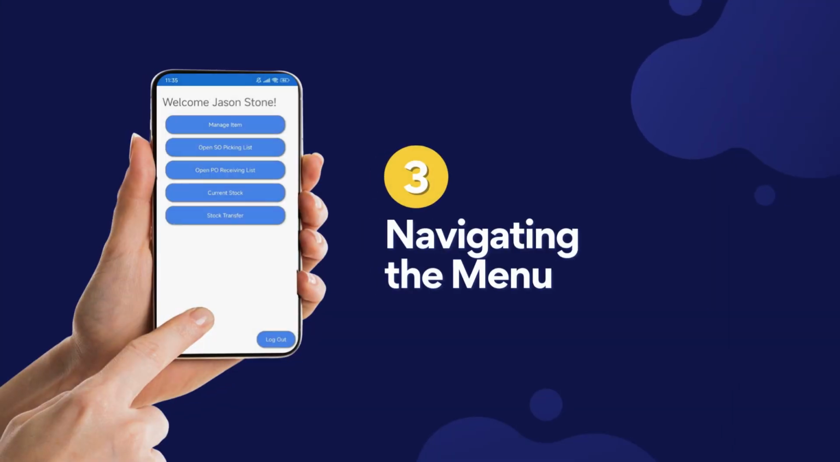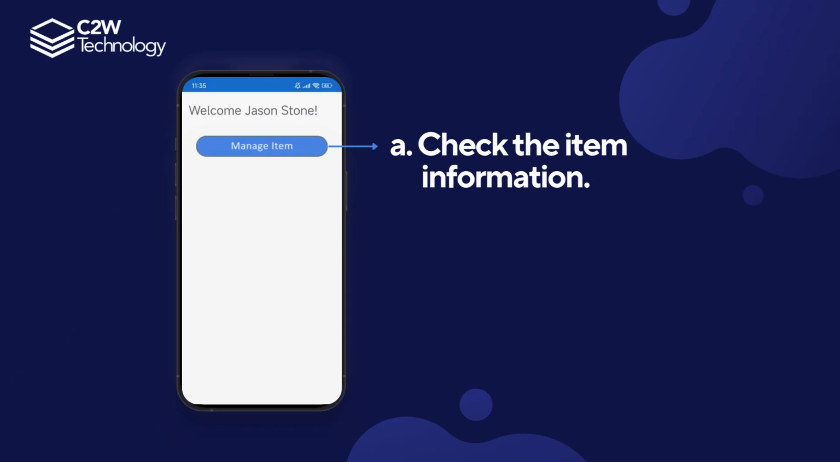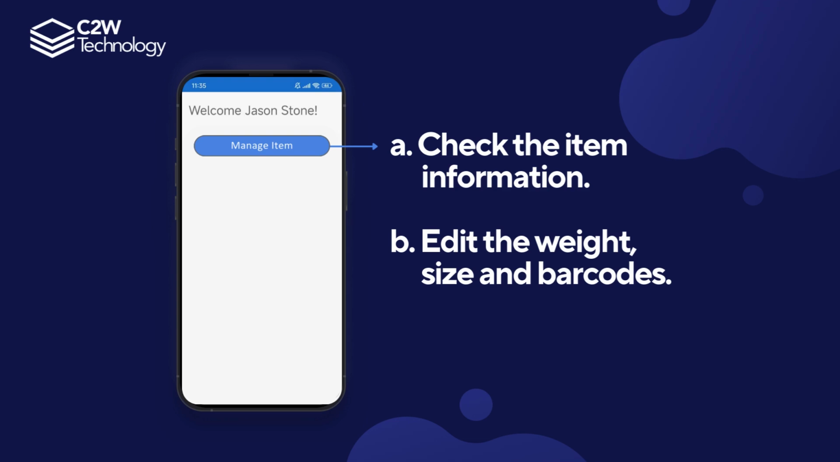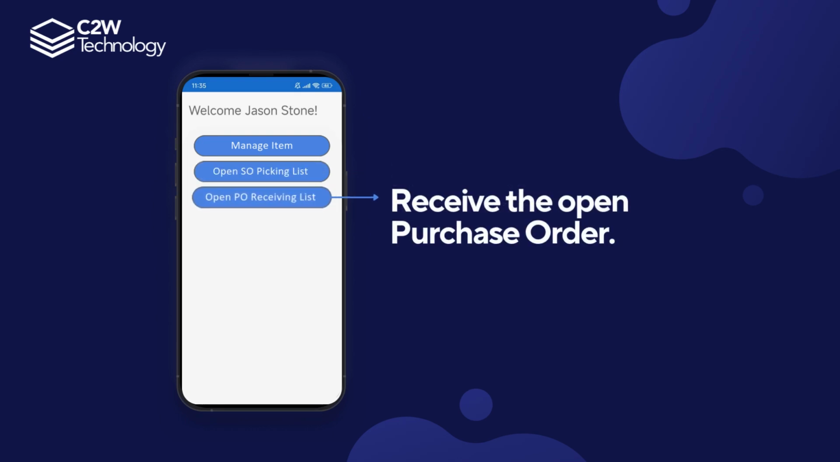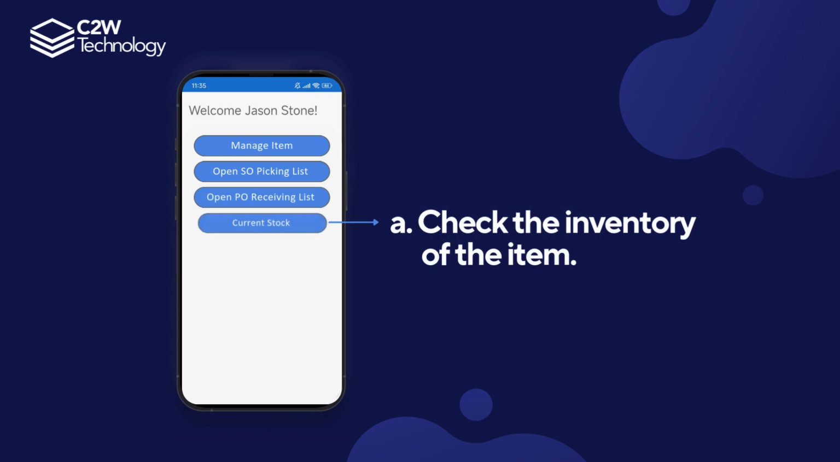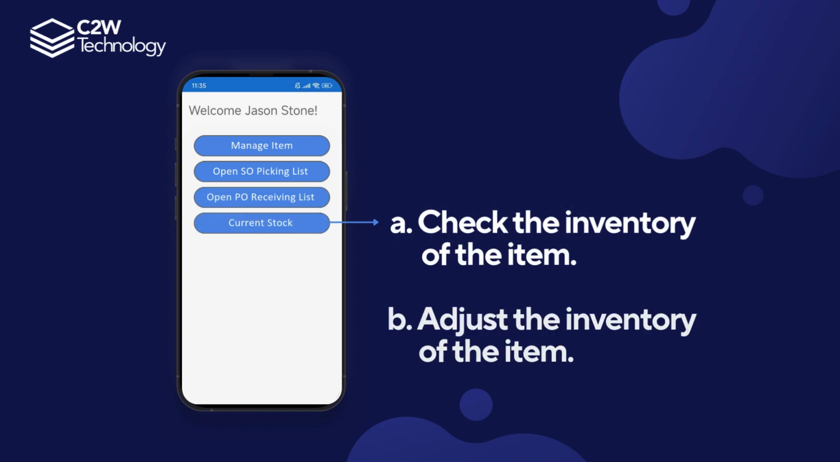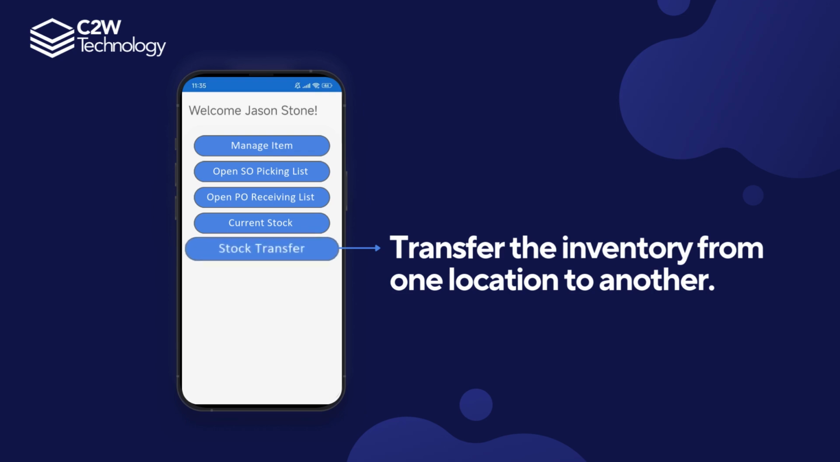Once you're in, you'll see 5 options. Manage item, check the item information and edit the weight, size, and barcodes. Open SO picking list, pick the open sales order. Open PO receiving list, receive the open purchase order. Current stock, check the inventory of the item and adjust the inventory of the item. Stock transfer, transfer the inventory from one location to another.